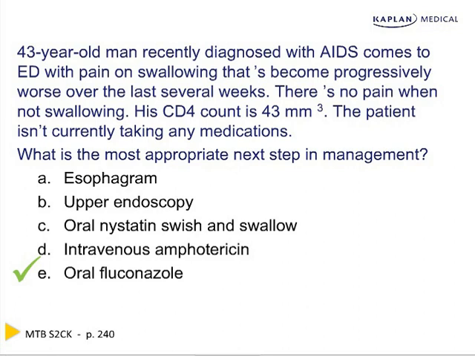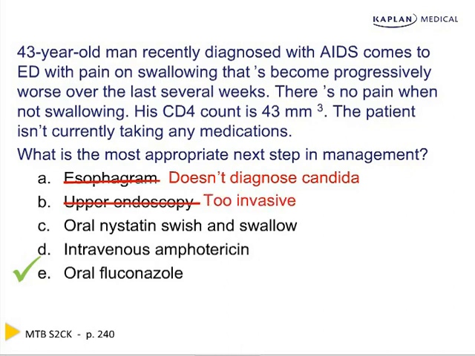Now let's go through the wrong answer choices. An esophagram wouldn't be correct because it only outlines the contour of the mucosa. It doesn't diagnose Candida. An upper endoscopy would be too invasive at this time. Because we know that 90% are caused by Candida, we start with empiric therapy first. If symptoms do not improve, then endoscopy is performed.